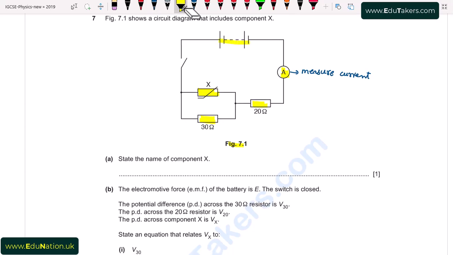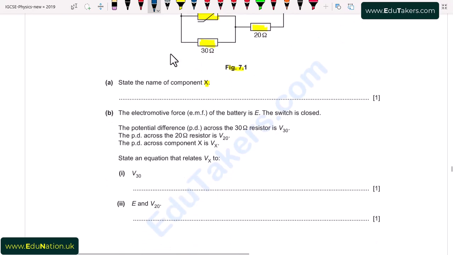State the name of component X. We have to tell the name of component X. From its symbol, we can guess that this component is a thermistor. I write here thermistor.